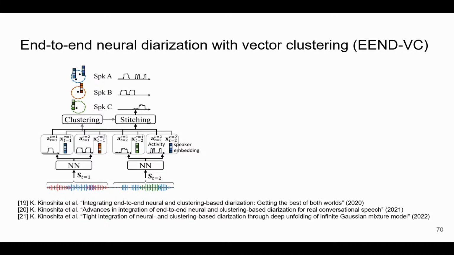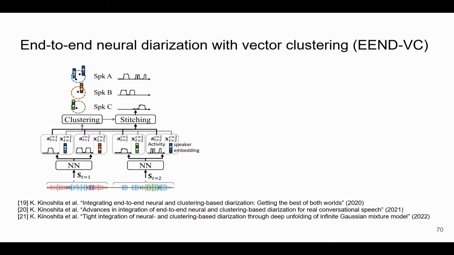So you run your neural network end-to-end. You get activities, and you also get a speaker embedding that will represent that speaker. You do the same thing in another chunk. So now you get activities for the green and the blue. And then there is one part which is, well, they were run independently.